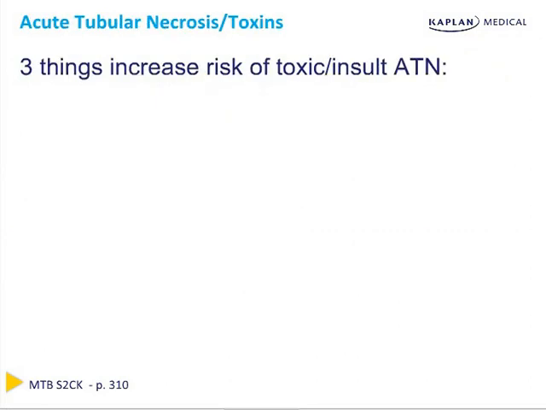So now that we've discussed toxins that can lead to acute tubular necrosis, you should know that there are 3 major risk factors that make you even more likely to suffer the consequences of a toxic ATN. Those are hypoperfusion, so if you have decreased perfusion to the kidney and toxic insult, the two are more likely to combine together to worsen AKI.